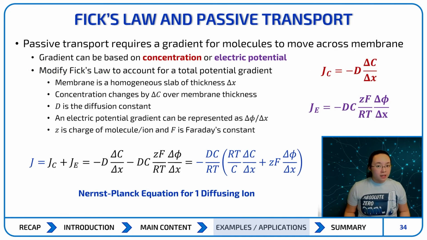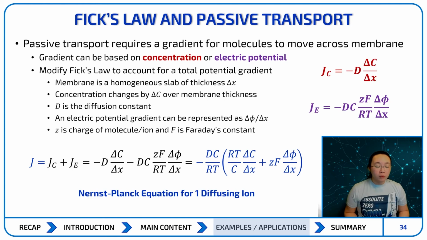Now, we don't have any examples for this lecture because when you start applying equations to biological systems, they can get fairly complicated. But what we can do is present a mathematical model of how to represent passive transport. Passive transport is really just diffusion. It requires a gradient for the molecules to move across the membrane to reach equilibrium.